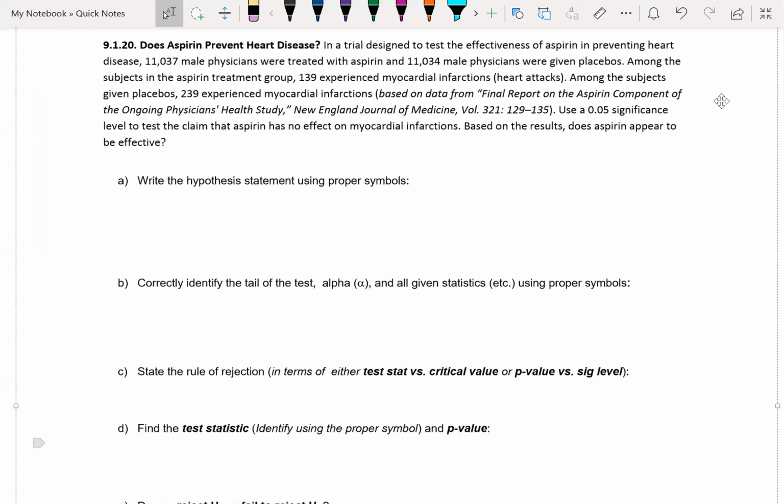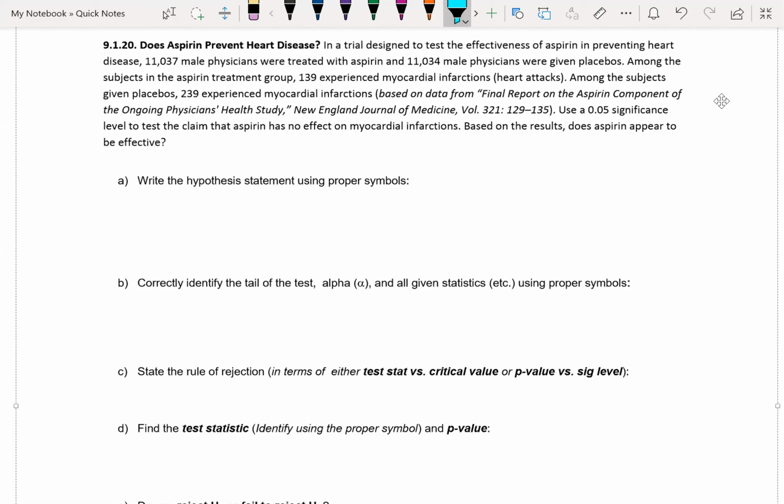Okay, we're taking a look at 9.1 question 20. And it reads, in a trial to test the effectiveness of aspirin in preventing heart disease, 11,037 male physicians were treated with aspirin and 11,034 physicians were given placebos. Among the subjects in the treatment group, 139 experienced heart attacks. Amongst those given placebos, 239 did. Use a 0.05 significance level to test the claim that aspirin has no effect on myocardial infarctions. Based on the results, does aspirin appear to be effective?